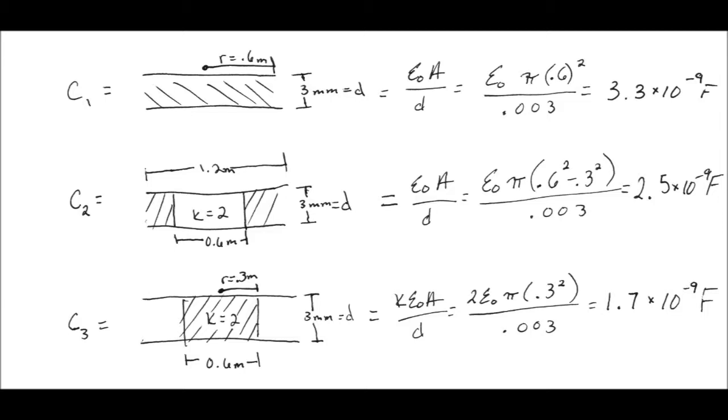So for capacitor 2, we use the same equation, and the difference when we plug things in is we take the outer radius and subtract the inner radius, which is the dielectric, because we don't want to consider that for this second capacitor, which yields the result of 2.5 times 10 to the negative 9 farads.